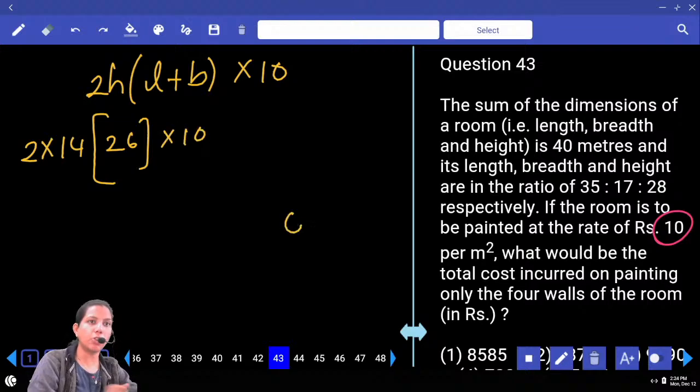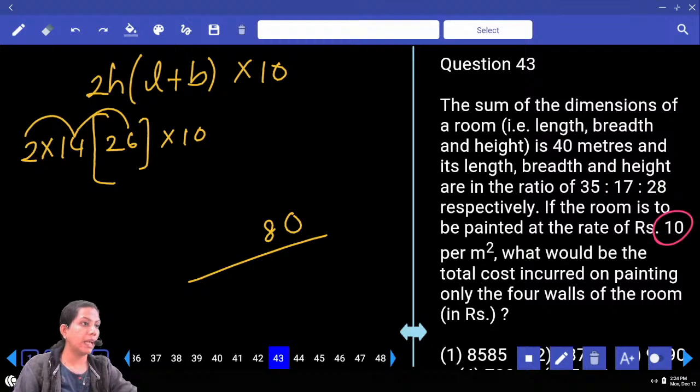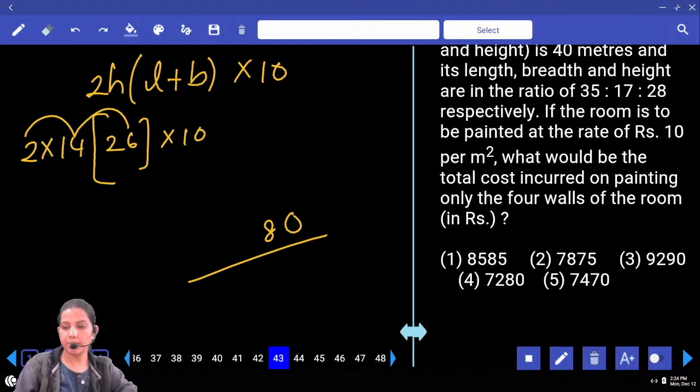Last digit 0, no doubt about that. 2 4s are 8, 6. The answer must end with 80. How many options are there that end with 80? Only one. So that is the answer.